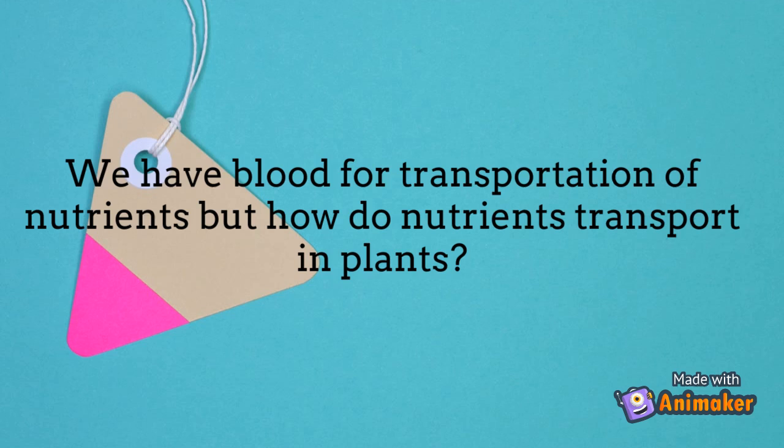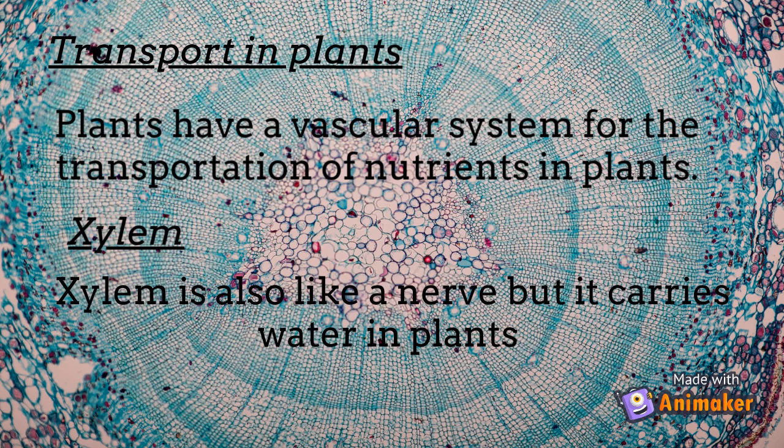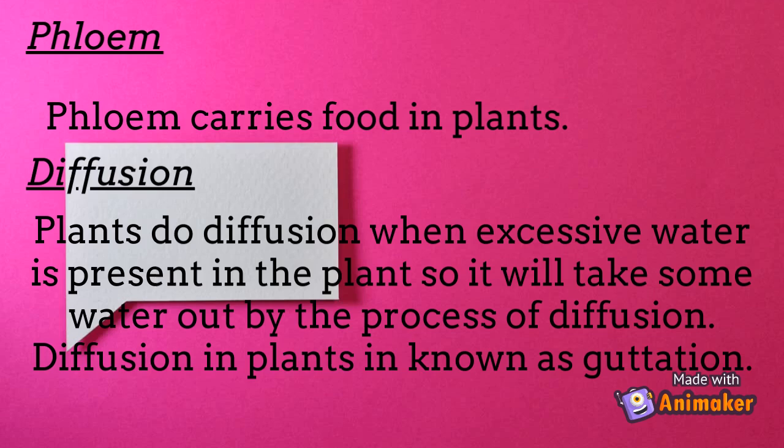We have blood for transportation of nutrients, but how do nutrients transport in plants? Transport in plants. Plants have a vascular system for the transportation of nutrients. Xylem. Xylem is also like a nerve, but it carries water in plants. Phloem. Phloem carries food in plants.